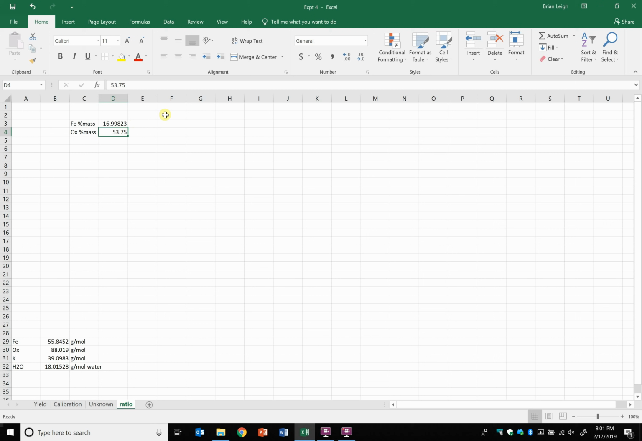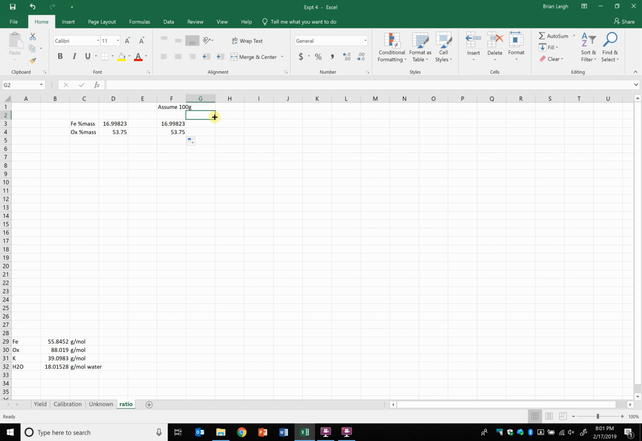Okay, let's assume we have 100 grams of material. If we assume we have 100 grams of material, how many grams of our material is made up of iron? Well, since it's 17% iron and we have 100 grams, we have 16.99 grams of iron. And we also have 53.75 grams of oxalate in that 100 grams.